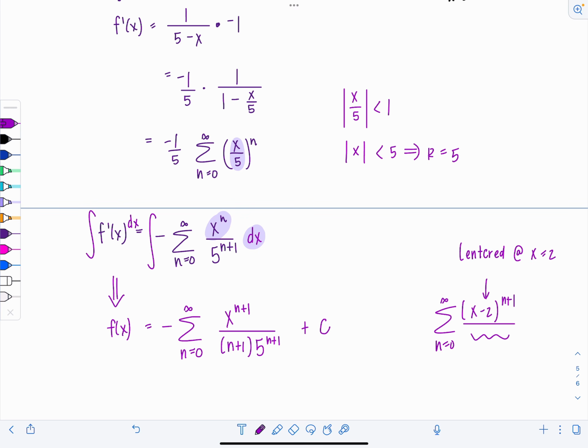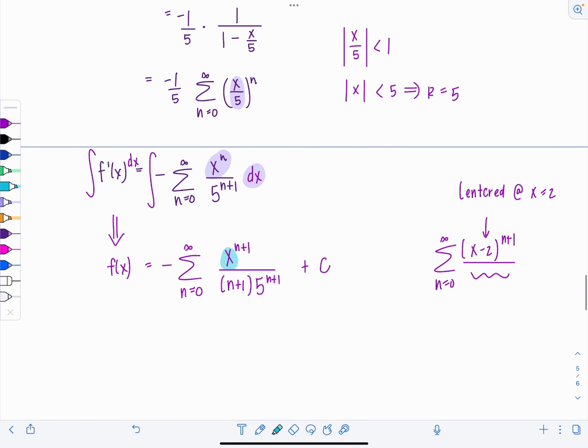So then you would plug in 2 for x. You want to plug in whatever value of x will make every single term in this sum 0. That way it goes away and you can solve for c, okay? So in this case, that number is 0. Most of the time it is 0, you guys, okay? So f of 0 equals the sum of 0 plus c.